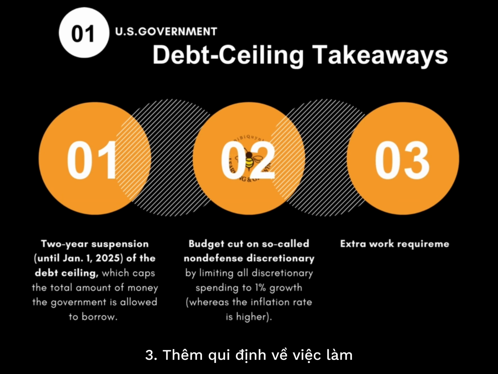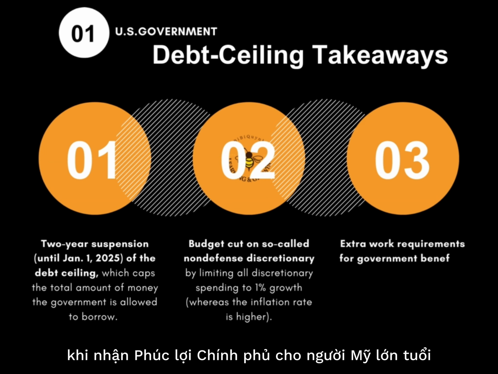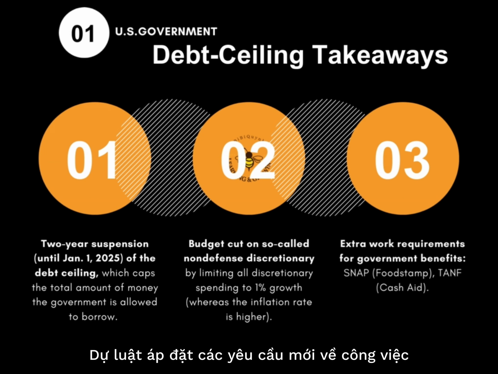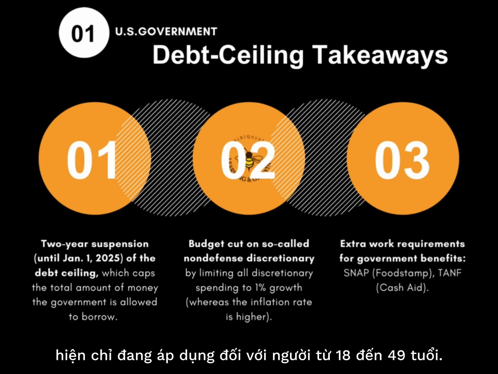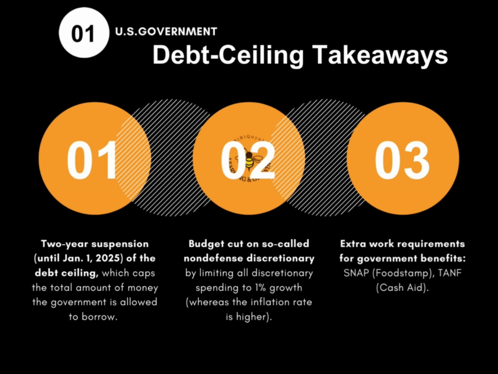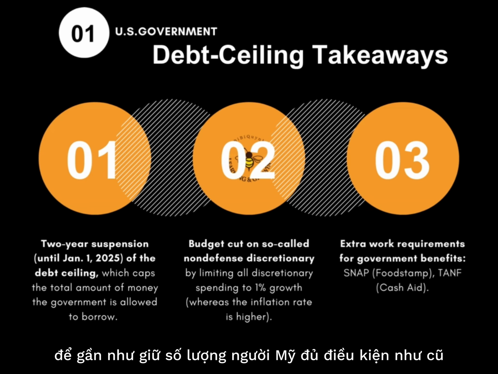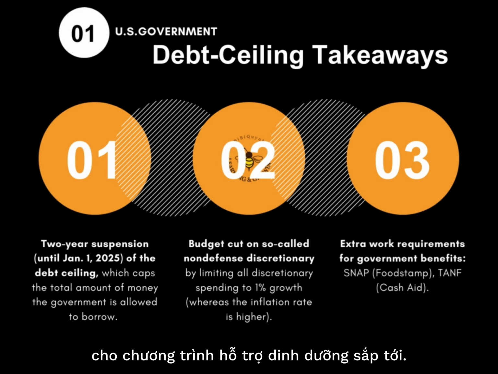Number 3, extra work requirements for government benefits for older Americans such as SNAP, which provides food stamps, and TANF, which provides cash aid. The bill imposes new work requirements for food stamps on adults ages 50 to 54 who don't have children living in their homes, while those work requirements only apply to people aged 18 to 49 under current law. The bill would also exempt veterans, the homeless, and people who were children in foster care from food stamp work requirements, a move to offset the program's new requirements and leave roughly the same number of Americans eligible for nutrition assistance moving forward.